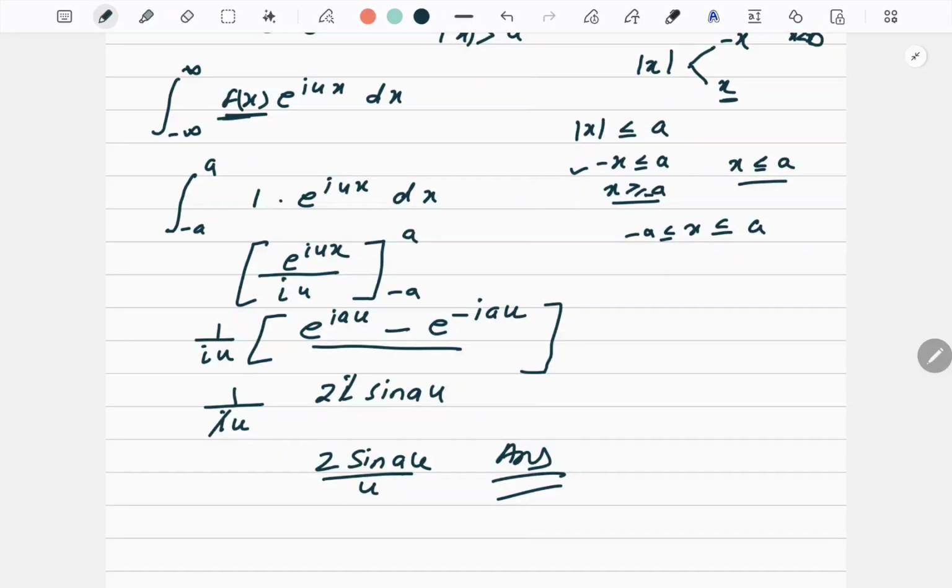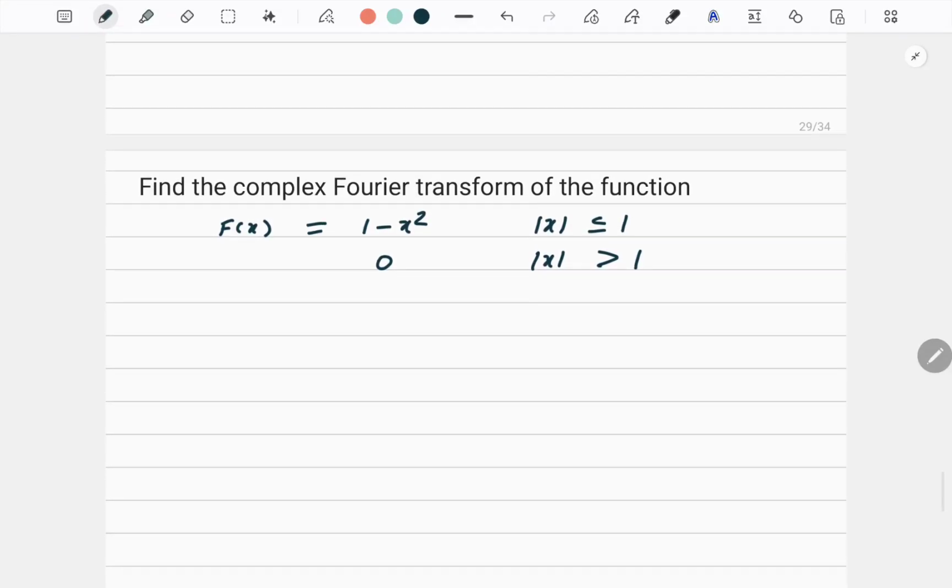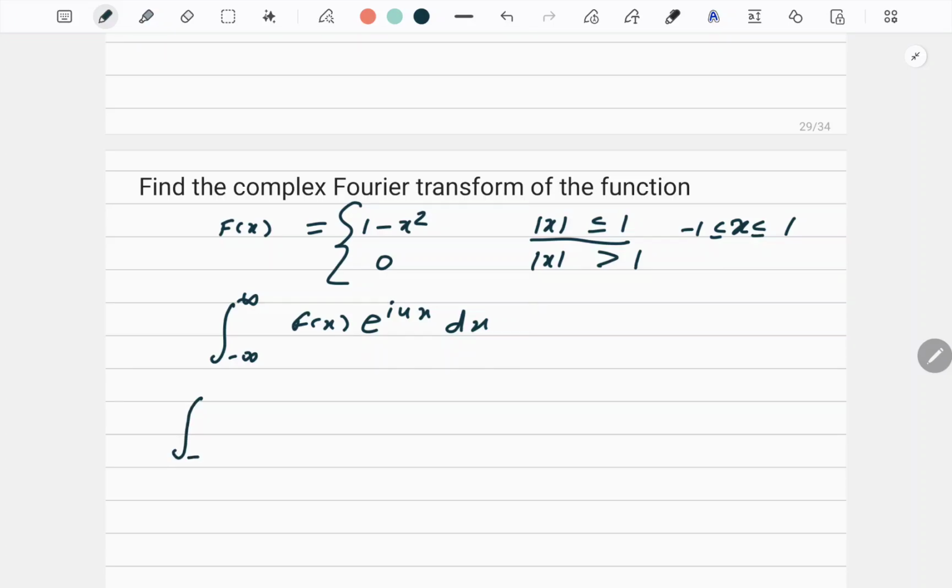Very simple, right? Let's move to the next question. Now you have to find the Fourier transform of this function. Again, this inequality means x is from minus 1 to plus 1, right? So my integral from minus infinity to infinity of f(x) e to the power iux dx will get converted into the integral from minus 1 to 1 of (1 minus x squared) e to the power iux dx.